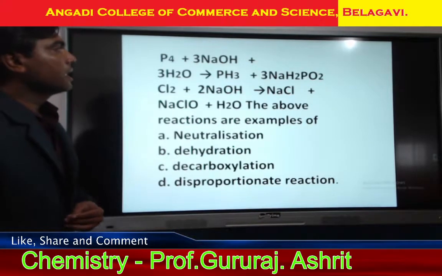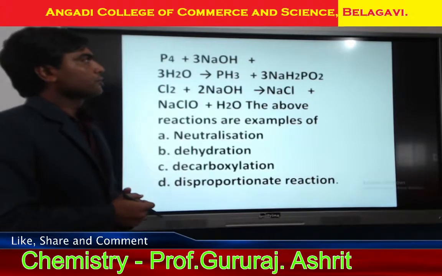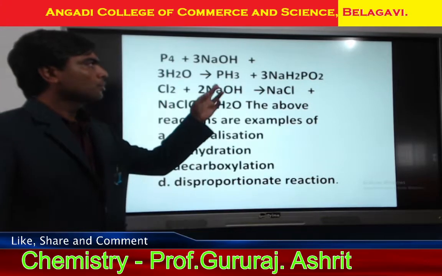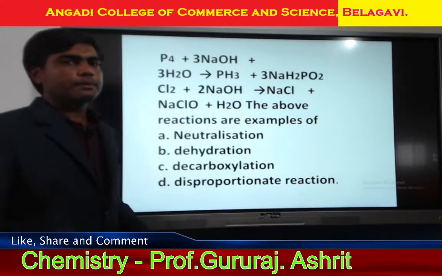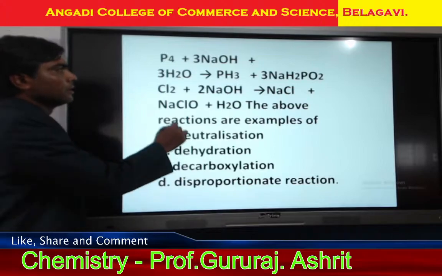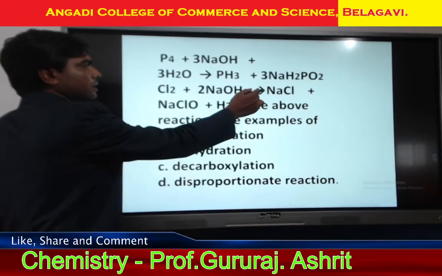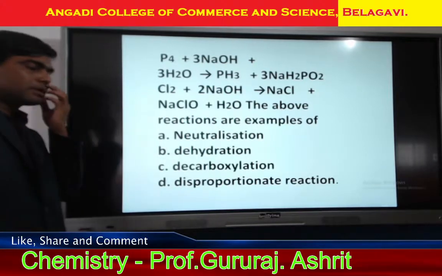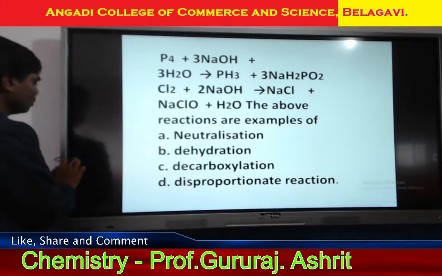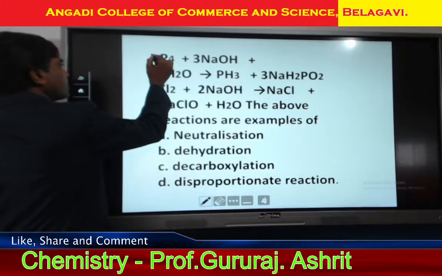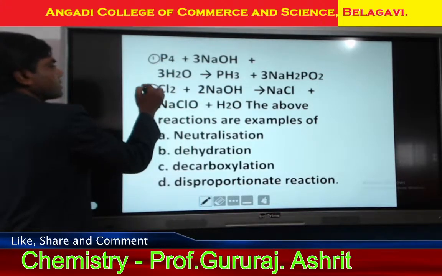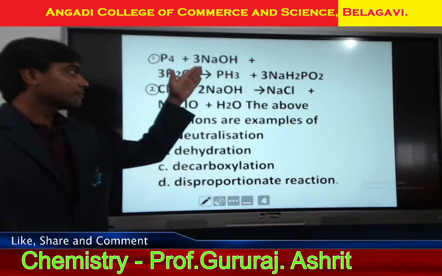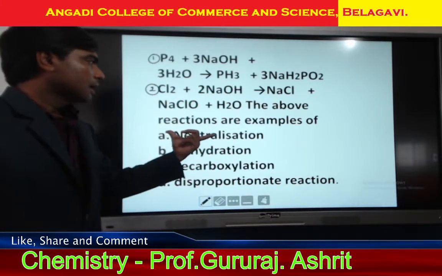Next reaction, also related to phosphine. P4 plus 3NaOH plus 3H2O gives phosphine plus sodium dihydrogen phosphate. Cl2 plus NaOH gives NaCl plus this one. The above reactions are examples of... He has given two equations. This is the first equation. This is the second equation. He is asking below, in the options, which of the following reactions it is.